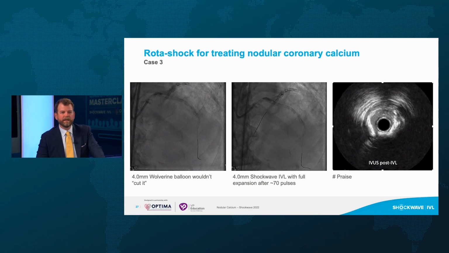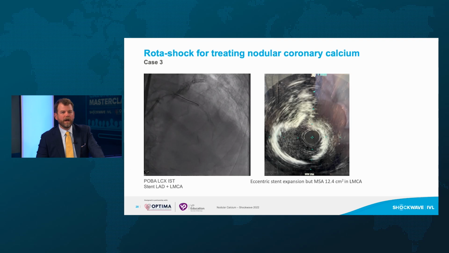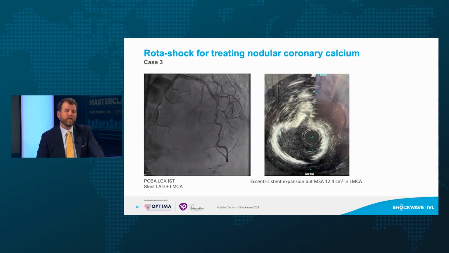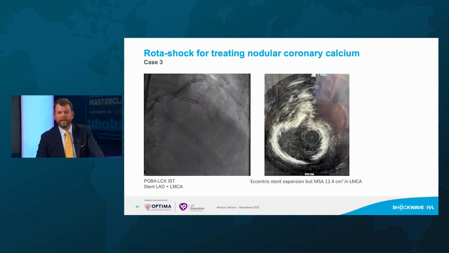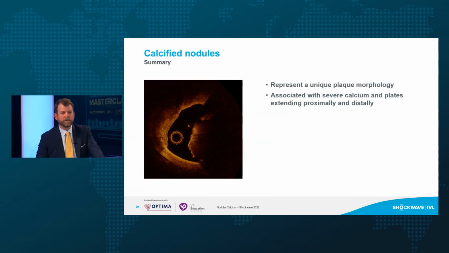Finally, we were able to then get the stents in the circumflex expanded well, and then stent the left main and get a good angiographic result with a really good MSA, as you can see there. Again, though, the nodule did not deform like it did in the first case, very similar to the second case, but still with that really good MSA. So in summary, calcified nodules represent a very unique plaque morphology.